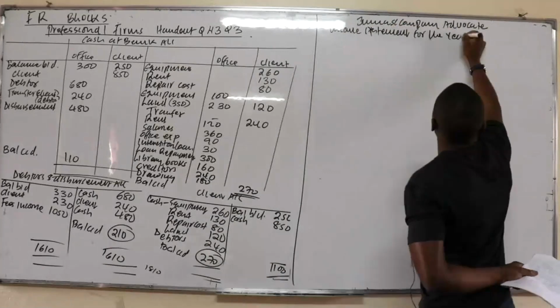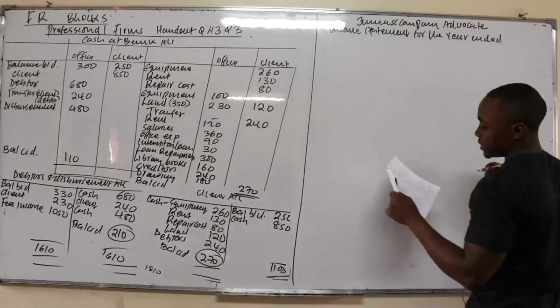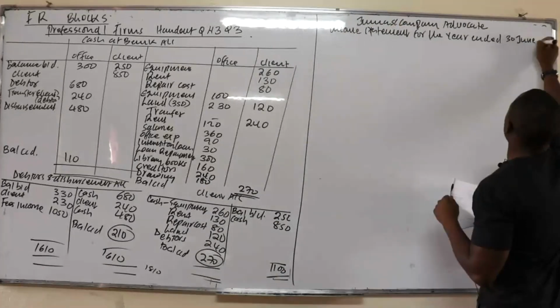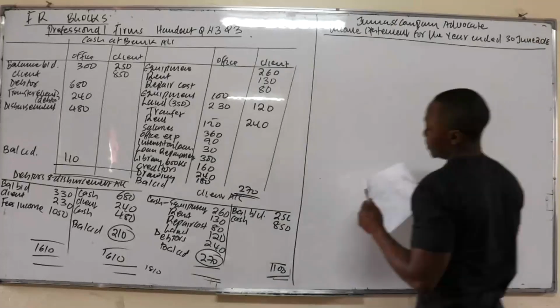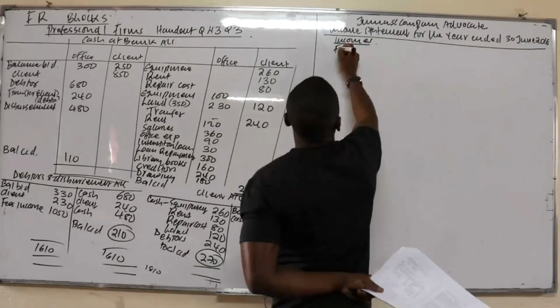For the year ended 30th of June 2018. So we start with the incomes. For the incomes, we had the fees income. How much was the fees income?